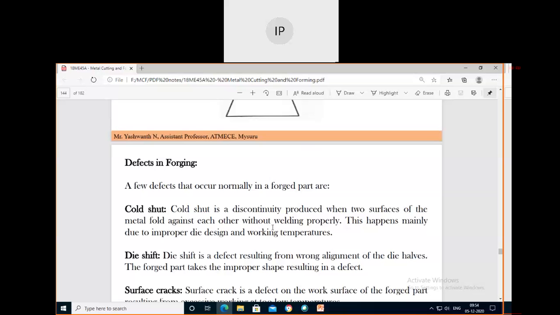Also, you take this question: differentiate between hydraulic press and mechanical press. Just write down the question. Differentiate between mechanical press and hydraulic press.